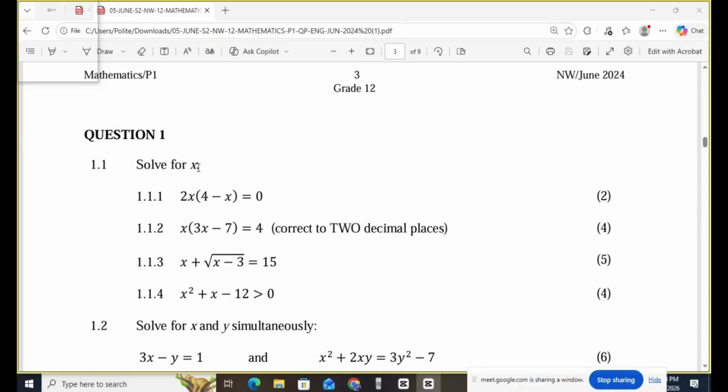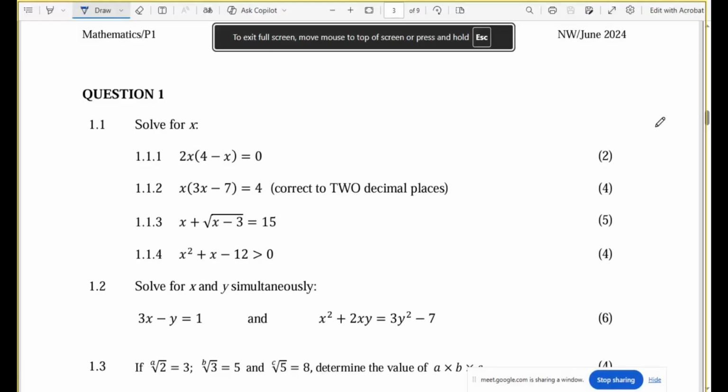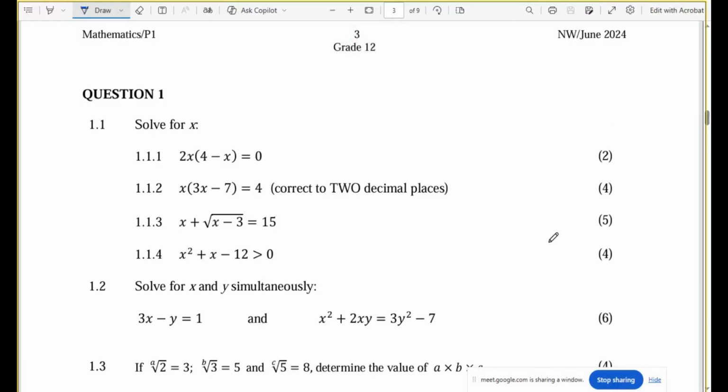And I need someone to tell me what is the difference between 1.1.1 and 1.1.2. What is the difference, guys? Because we can see that both of these questions have a common factor. What do you think? Anyone? Come on, guys. Please don't raise your hand because I can't see you on the other side. Just unmute yourself and tell me what is the difference.